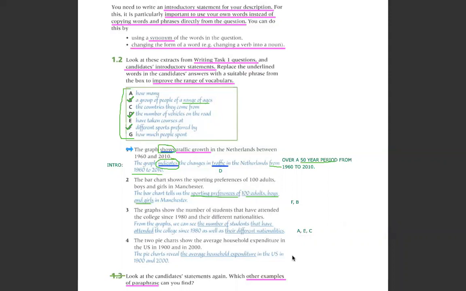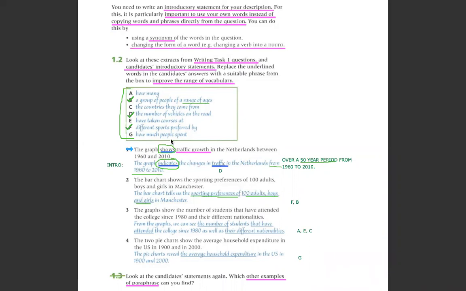Okay, and then we have number 4, the average household expenditure. All right, this has to be G because it's the only one that's left. All right, so remember, try and paraphrase. You're just underlining the key words and rewriting them in your own words.